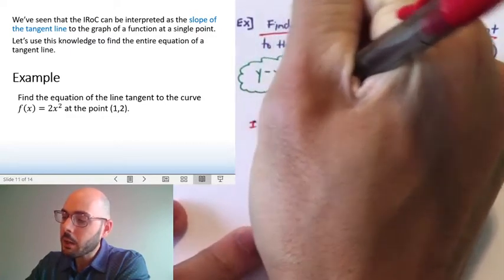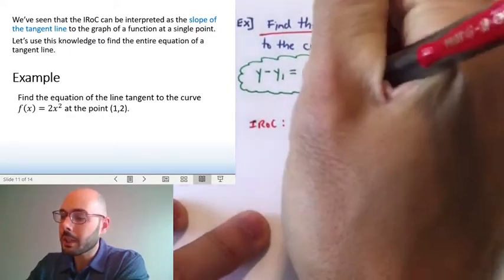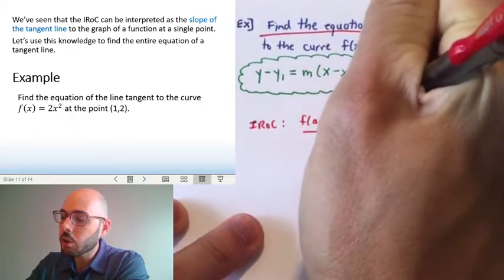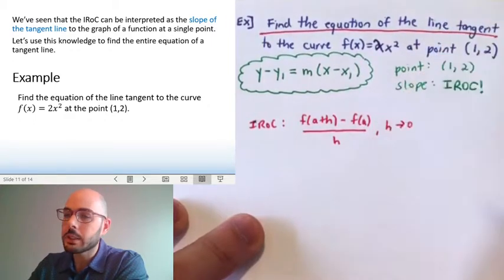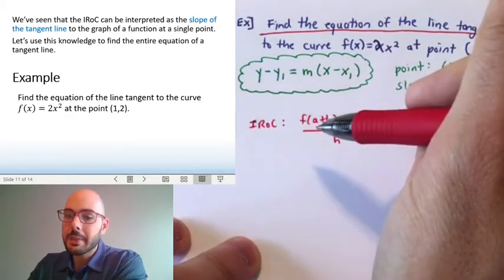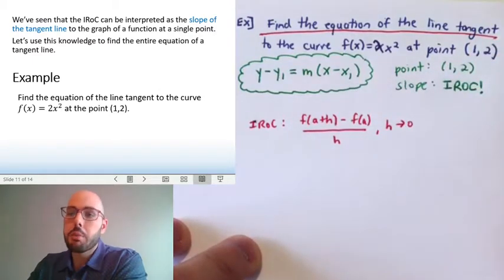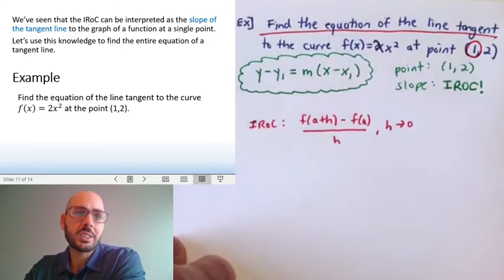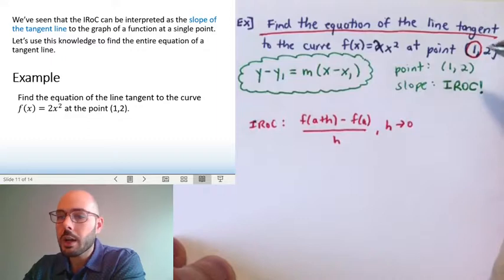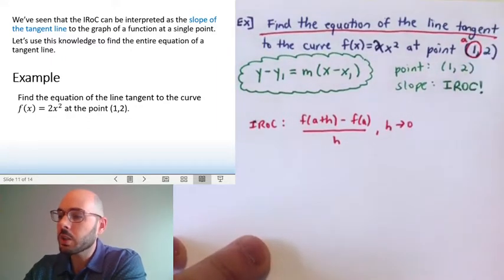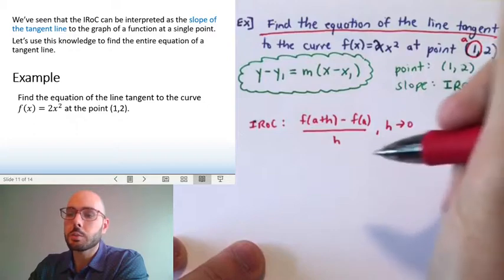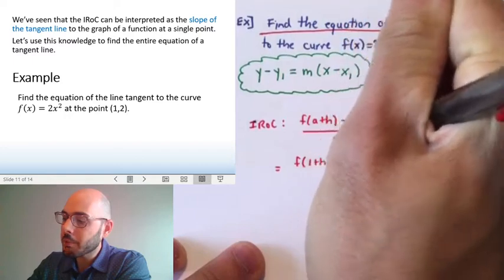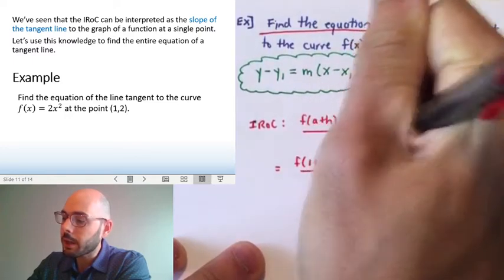Okay, so IROC, our instantaneous rate of change formula, is f of a plus h minus f of a all over h as h goes to 0. So a this time is the x value of our point. So that's important. We have a whole point this time. In the previous problems, I think we just had an x value. So here we have an x and a y. A is going to be, of course, our starting x value. So a is 1 in this problem. Let's go ahead and plug that in. So we have f of 1 plus h minus f of 1 all over h.